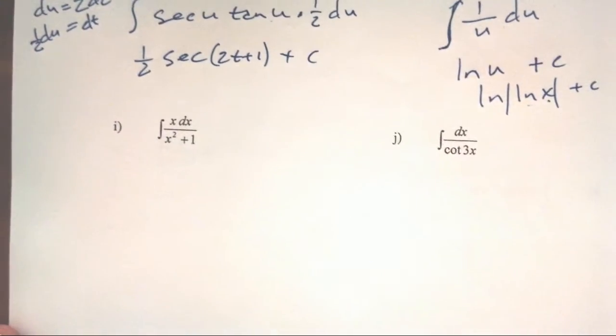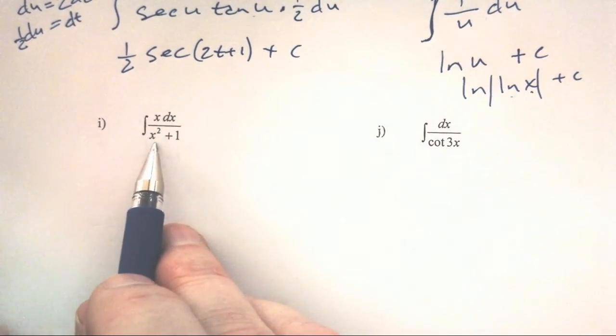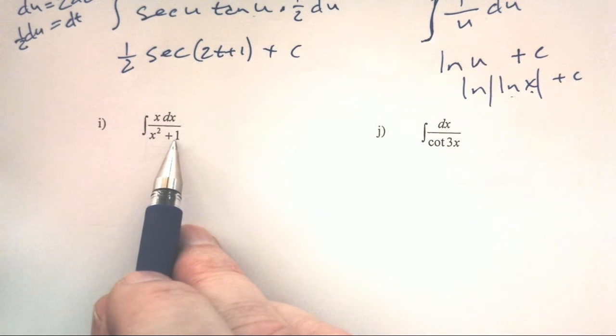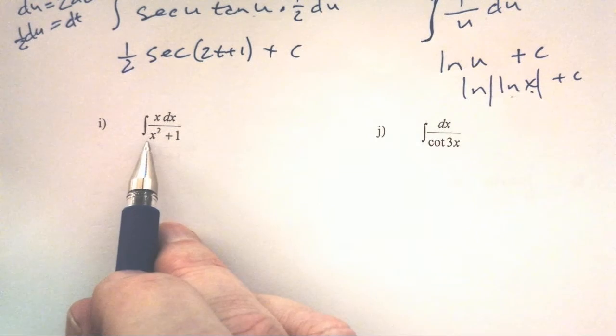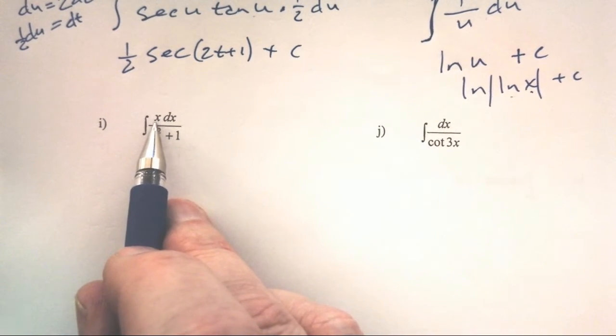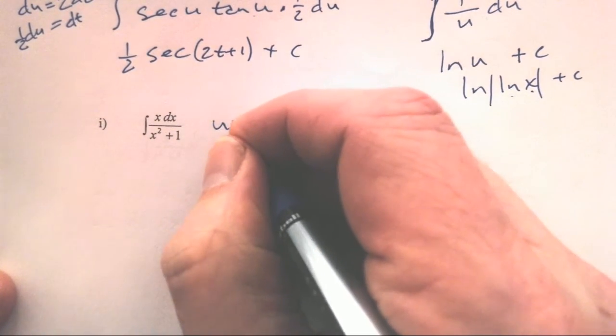All right, two more here. I think I'm going to have u be x squared plus 1, but I'm going to think about that for a moment. When I take the derivative of that, I get 2x. I normally don't like x's, but look, there's an x here for it to match up with. Let's give it a shot.